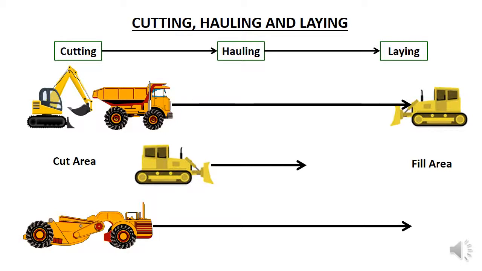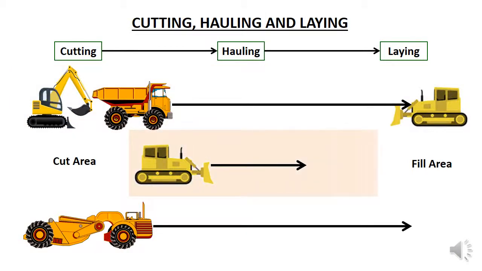These three processes in a cut to fill operation, the cutting, the hauling and the laying, can be done with different types of plant. One option is to have an excavator excavate the material and load it onto trucks, which haul it to the fill area. Usually the trucks will just dump the soil in a pile. A bulldozer is then usually used to push the fill out into a thin layer ready for compaction or drying.